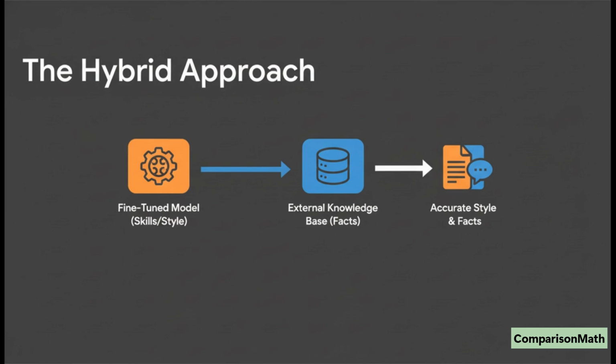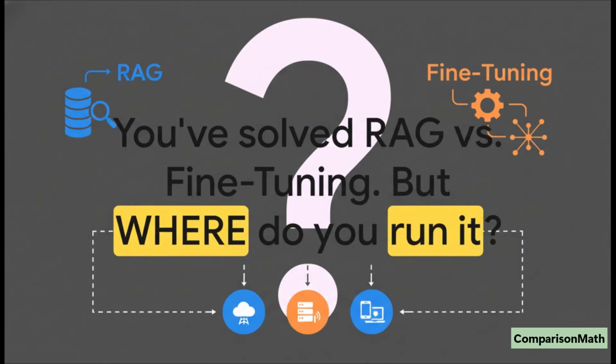Here's how it works. You fine-tune a model to get the skills you want, the behavior, the format, the style. Then you use RAG to feed that specialized model with real-time facts. This way, you get the best of both worlds, perfect style and total accuracy. So there you have it. You now have the complete framework to solve the RAG versus fine-tuning equation for your project.